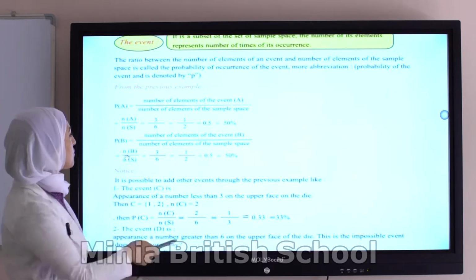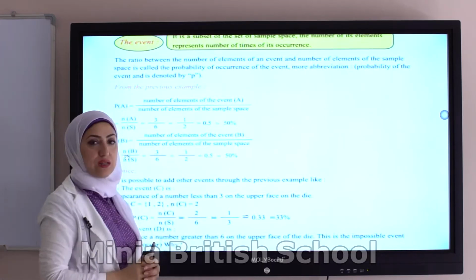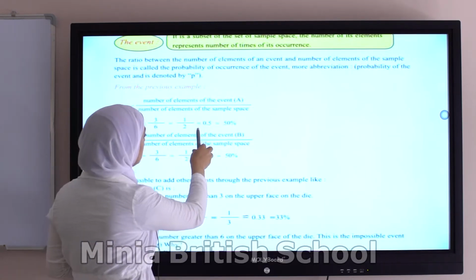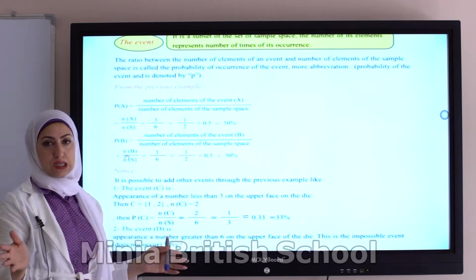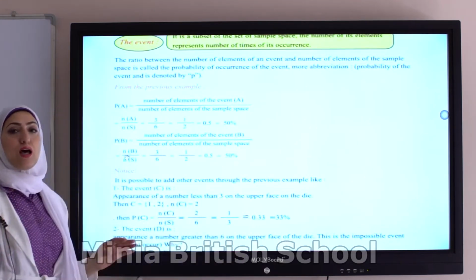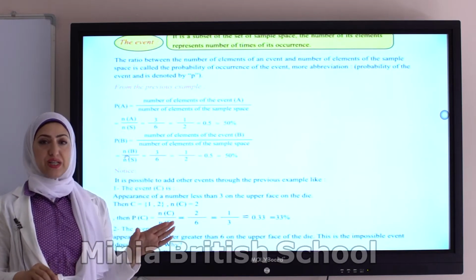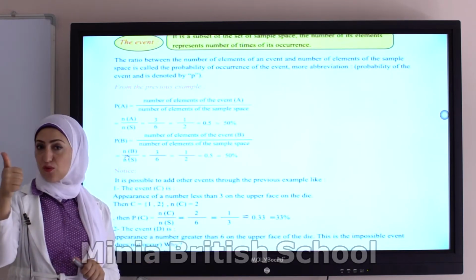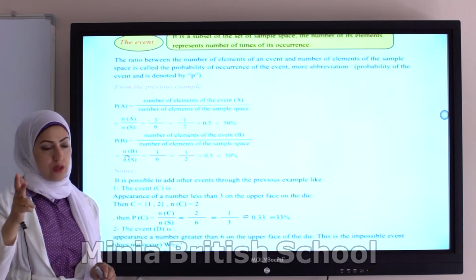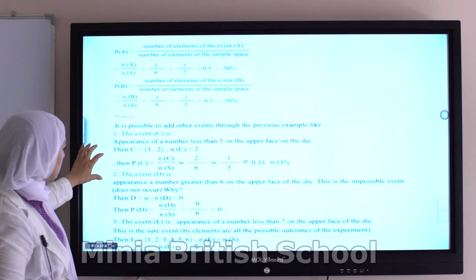Look here, for both of them, half. It's in the form of a fraction, or 0.5, a decimal number, or 50%, a percentage. So that means you can write the probability in a fraction form, a decimal number, or a percentage form. Any of them is correct.